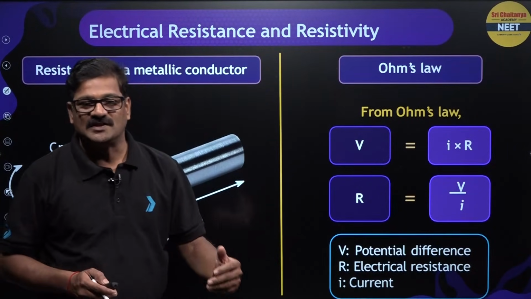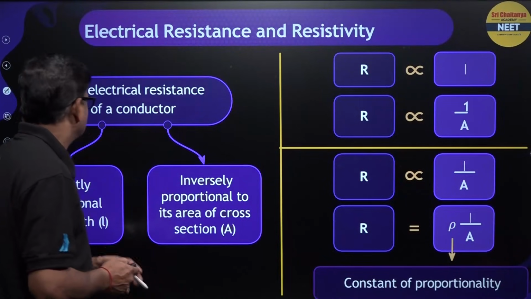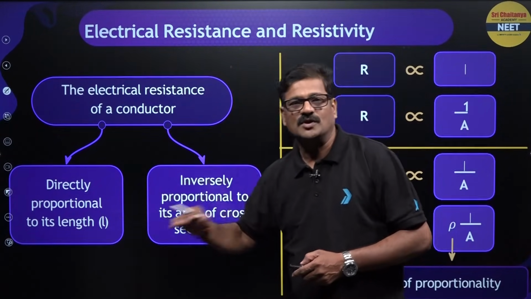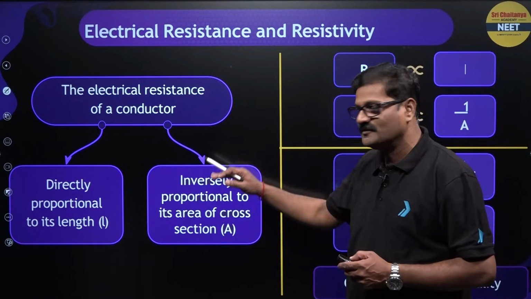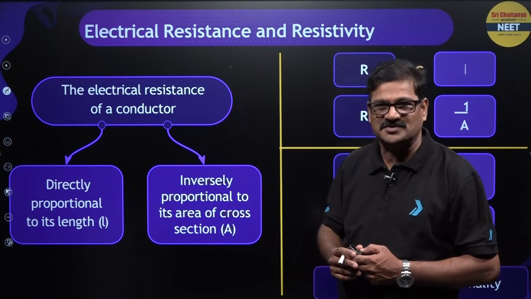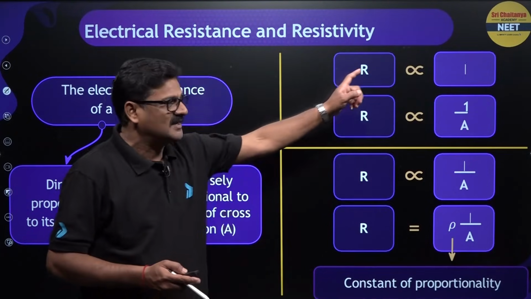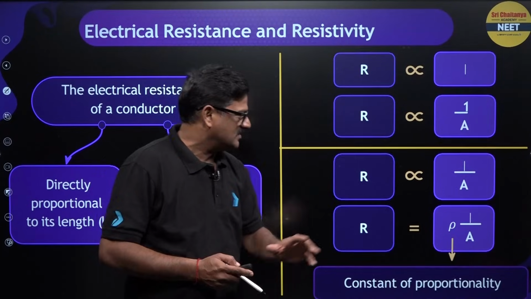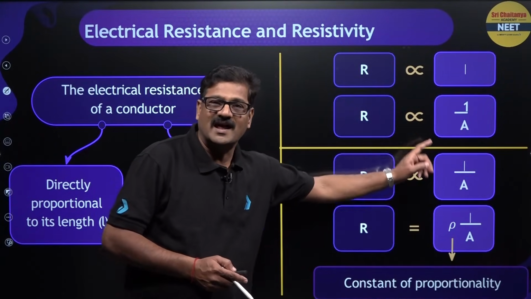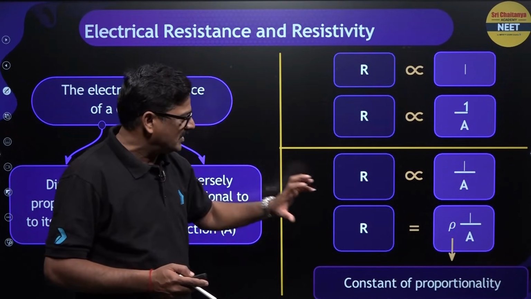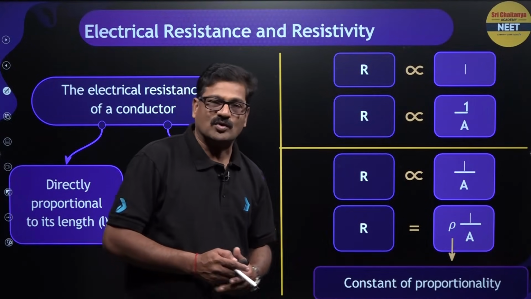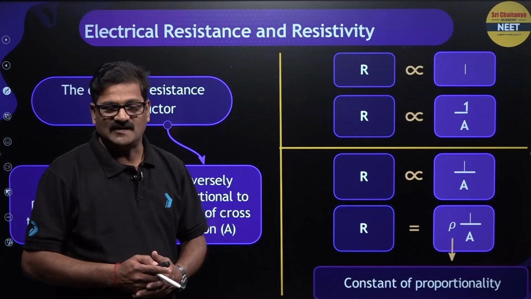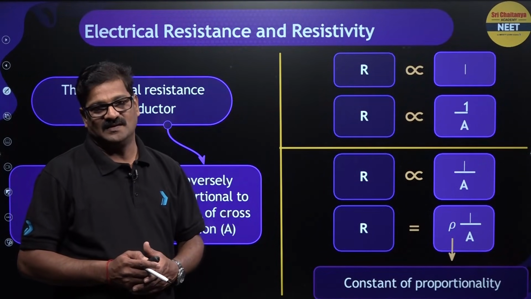The electrical resistance of the conductor is directly proportional to the length of the conductor and inversely proportional to the area of cross section. So R is directly proportional to L and R is inversely proportional to the area of cross section, so R is directly proportional to L by A. To make it a constant, R is equal to rho L by A. Rho is the constant of proportionality, called specific resistance.